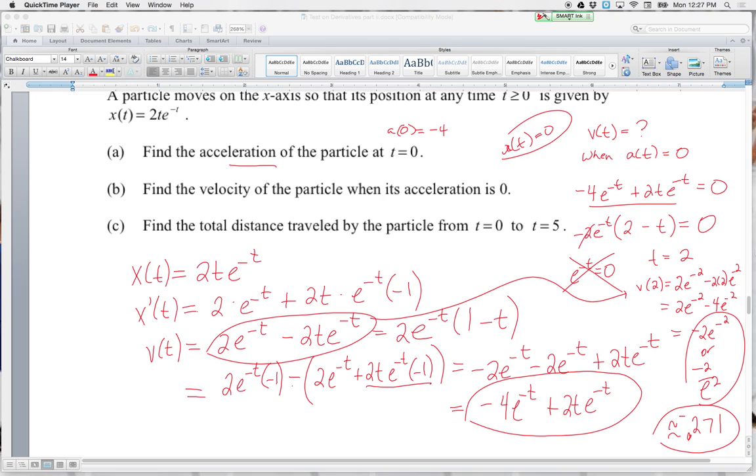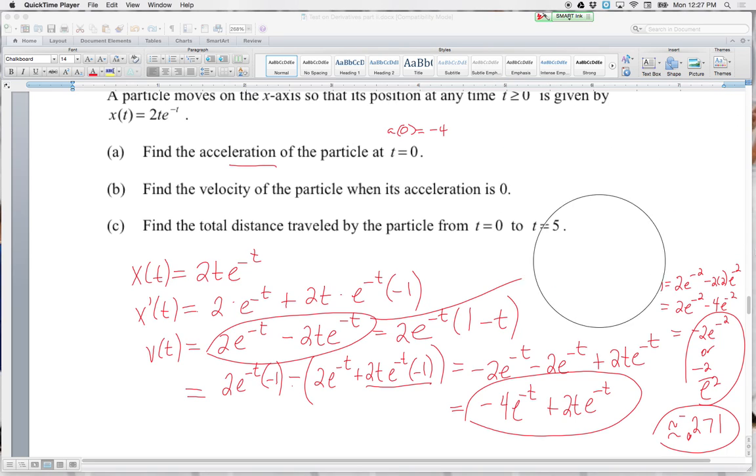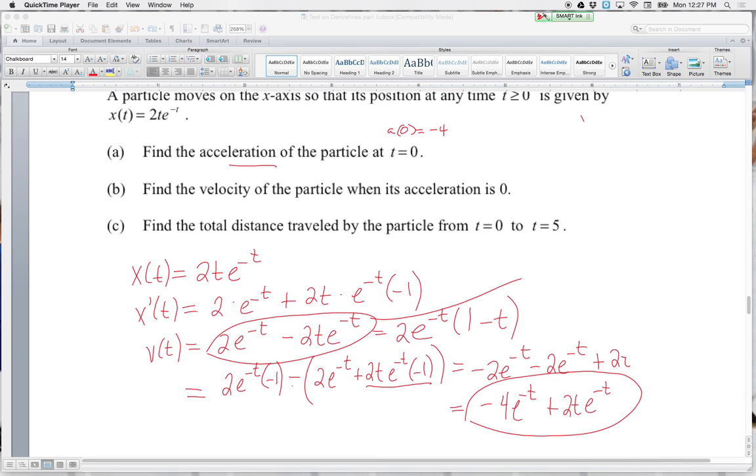Total distance, quickly. Part C, you had to take your velocity equation. I'm going to erase this. Take my velocity equation. Here we go. Velocity, set it equal to what?